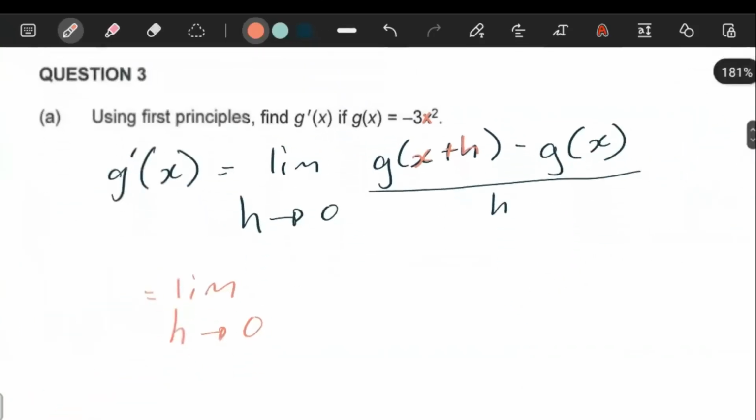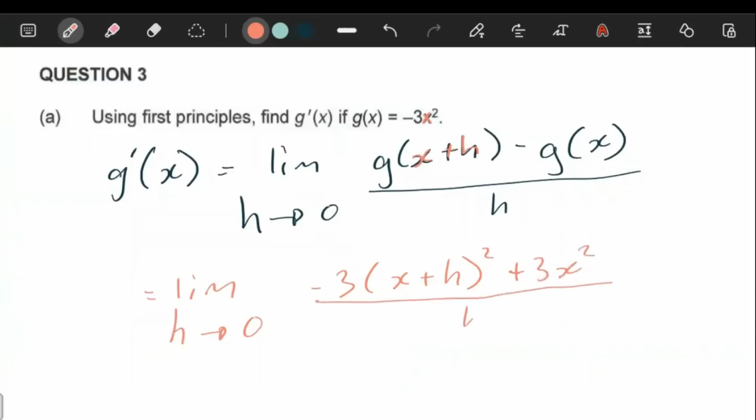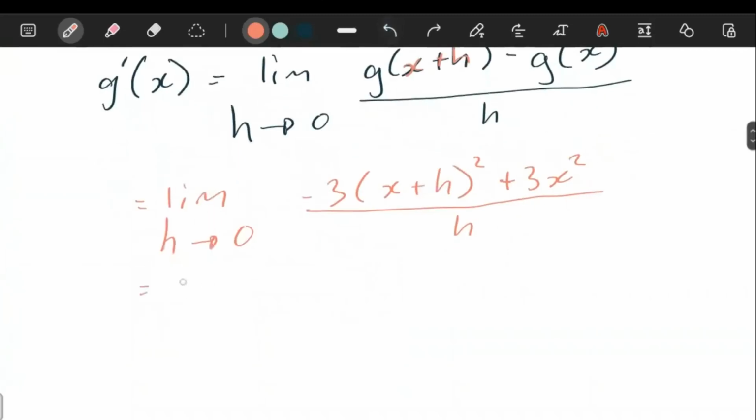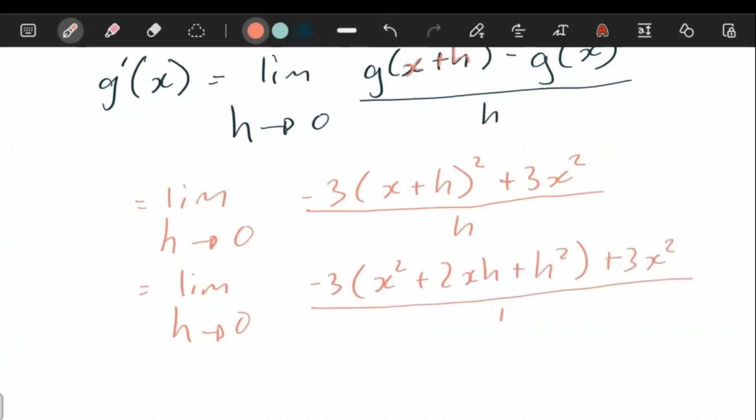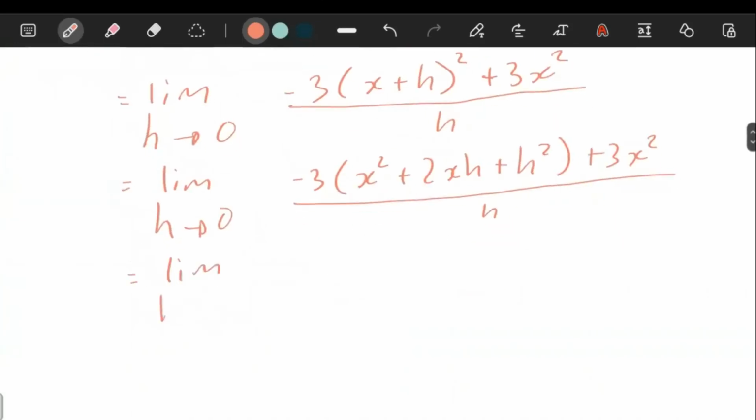This is just saying in the equation of g, wherever you see x, throw in x plus h. So here it's going to be negative 3 times (x plus h) squared minus, if it's a negative and a negative, this negative times negative 3x squared is going to give you a plus 3x squared, the whole thing over h. And then obviously everything here we can just carry on nicely. Here the negative 3 is outside, but then x plus h squared is going to give you x squared plus 2xh plus h squared, plus 3x squared, the whole thing over h. And then the limit as h goes to 0.